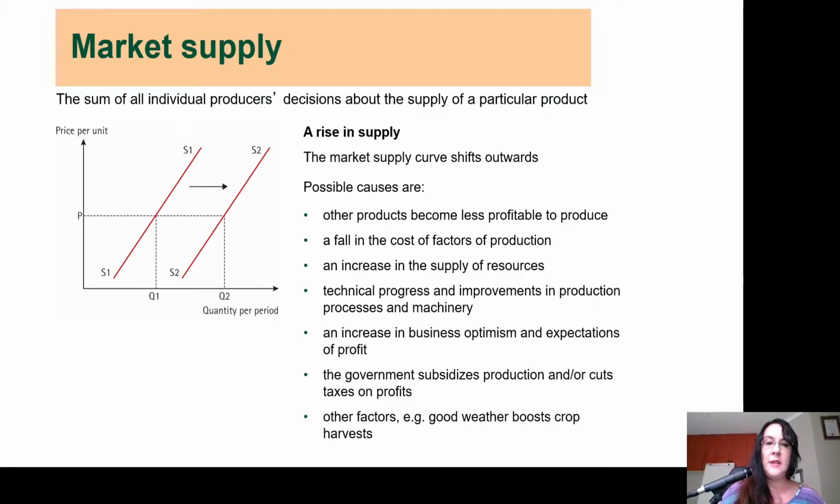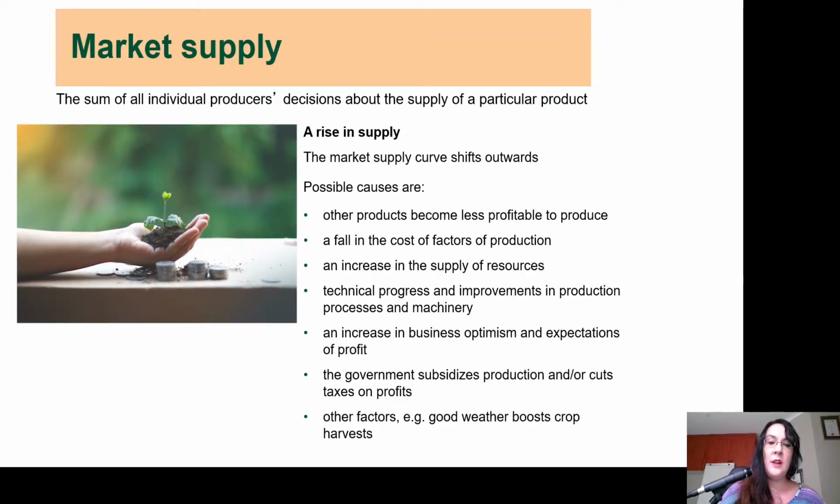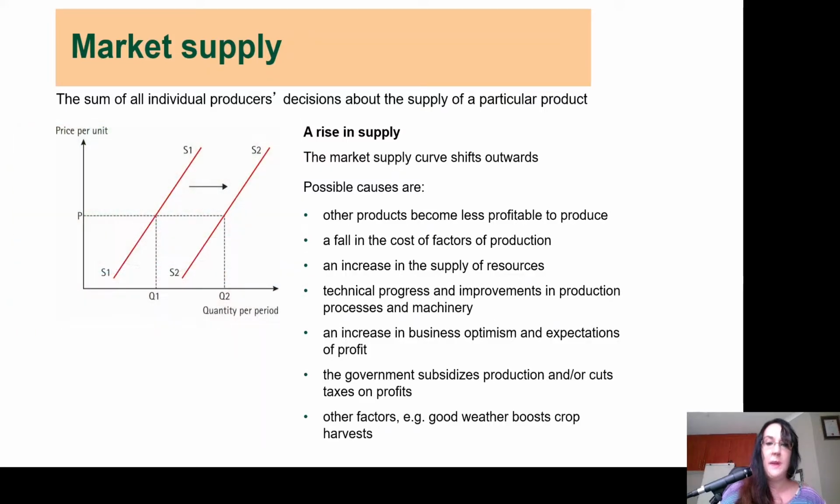So that just means if the raw materials or resources I need in order to make my product or provide my service have increased in availability, it actually creates the potential for my business to also increase my supply. Factor number 4, technical progress and improvement in production processes and machinery.